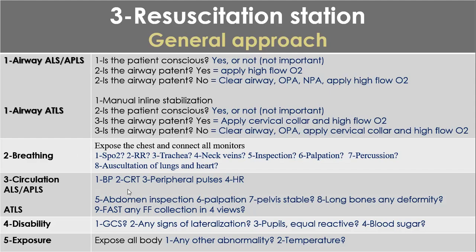Regarding circulation, you will ask about 4 points: blood pressure, CRT, peripheral pulses, heart rate. Regarding disability, ask about 4 points: GCS, any signs of lateralization, pupils equal and reactive, blood sugar. Then exposure, expose whole body, any other abnormalities, and temperature.